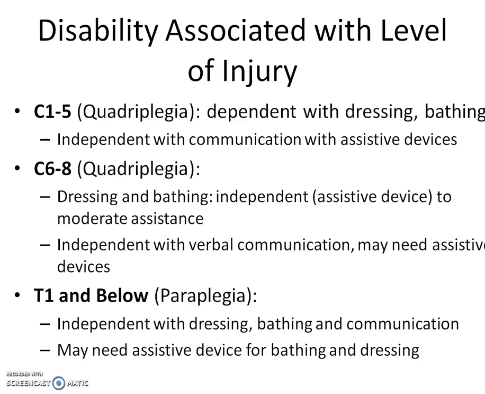For our C6 to C8 level patients, this will be a little bit more variable. However, they should be independent with bathing and dressing, but they may need assistive devices to help with that. Without these assistive devices, they may need minimal to moderate assistance, but they should be independent with verbal communication and can use assistive devices. Our T1 and below patients will be our paraplegics, and they will be independent with dressing, bathing, and communication, and they may need assistive devices but should be fairly independent.